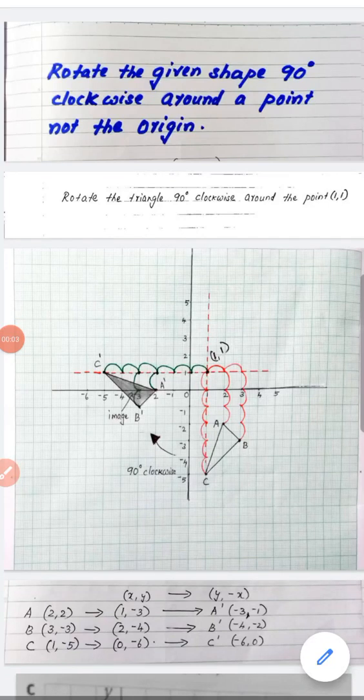Good morning, children. In our previous classes, we learned how to rotate a given shape 90 degrees clockwise and anti-clockwise, and 180 degrees clockwise and anti-clockwise, around the center of rotation as origin, that is (0, 0). Today we are going to learn how to rotate a given shape 90 degrees clockwise around a point, not the origin. Here the center of rotation is not the origin. So let me explain this first.